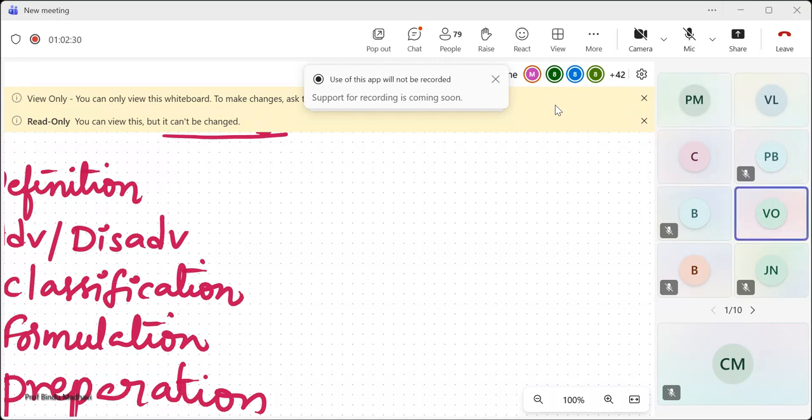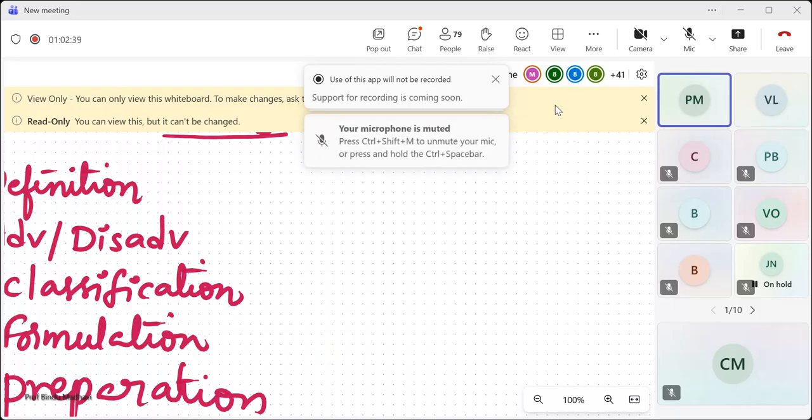Yes. Okay. Now, let us look into the formulation part of the tablets.